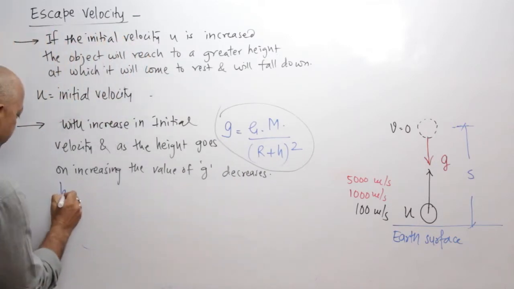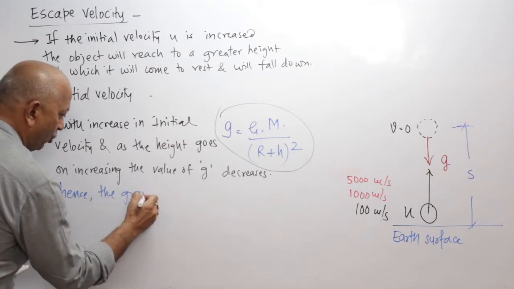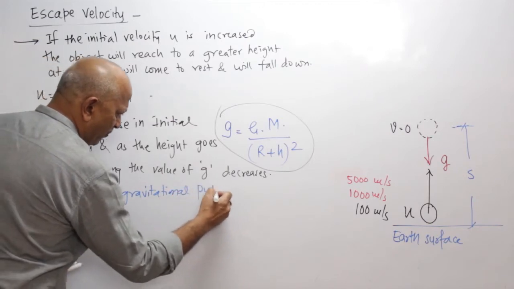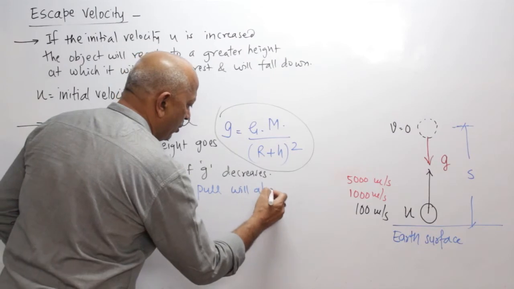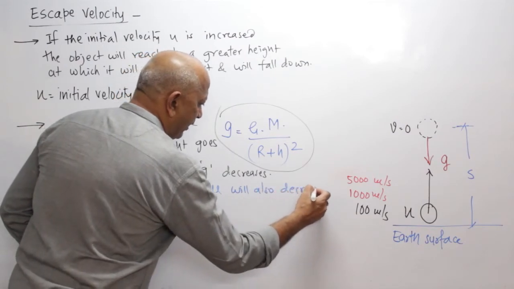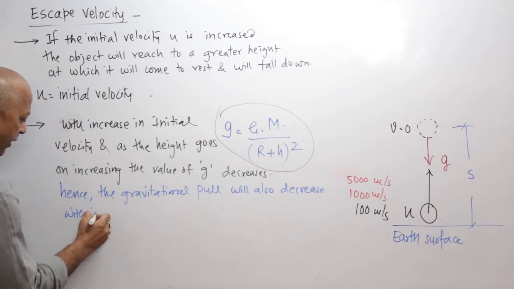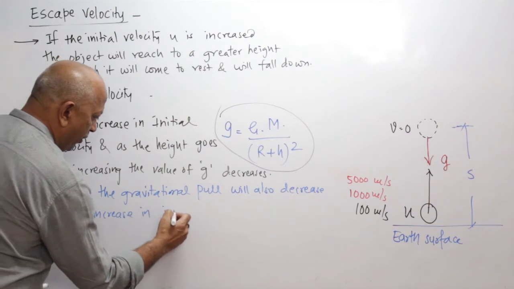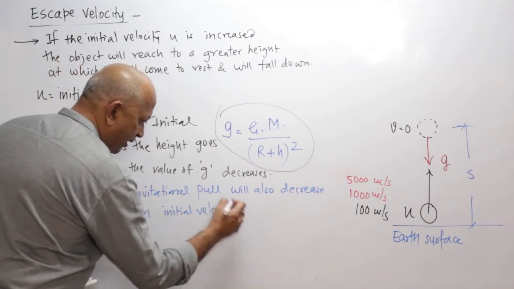Hence, the gravitational pull will also decrease with increase in initial velocity. कुछ समझ में आ रहा है?